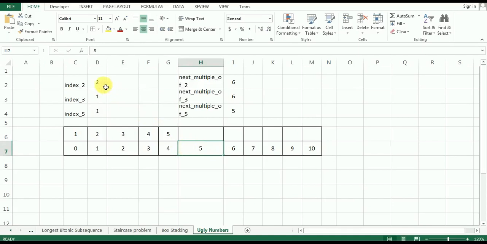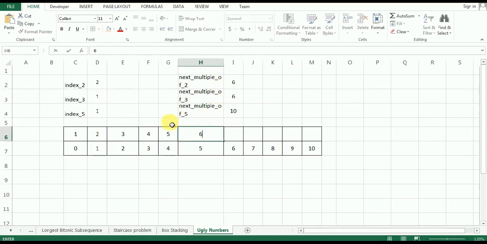Okay, so cool. Alright, now we find the ugly number for this part. 2 multiplied by value at index 2, which is 3, so it stays as 6. 3 multiplied by value at index 1, which is 2, 3 into 2, 6, stays 6. Then 5 multiplied by value at index 1, which is 2, so 5 into 2 is going to be 10 over here. The minimum value out of these 3 is 6. So I'll put 6 over here.